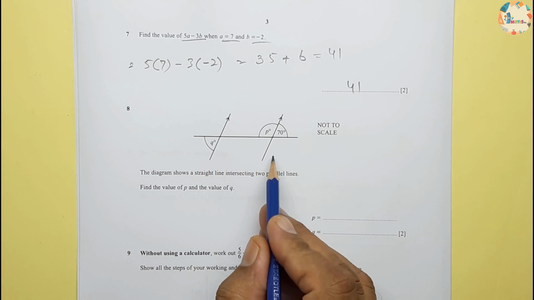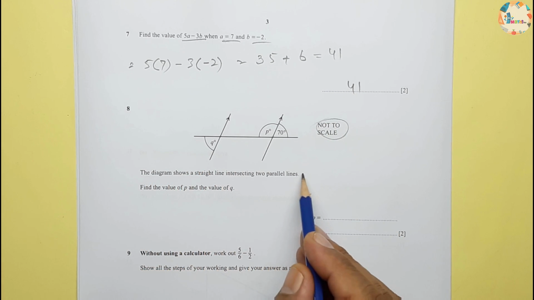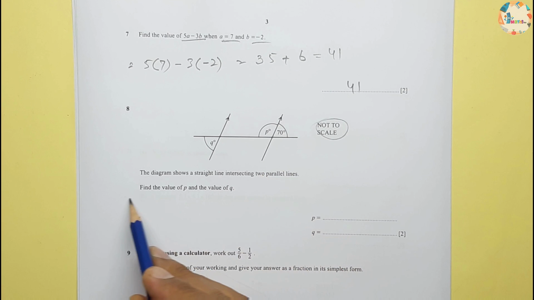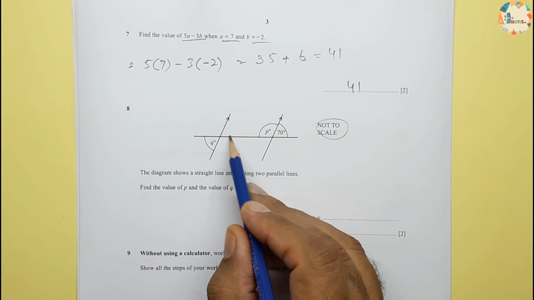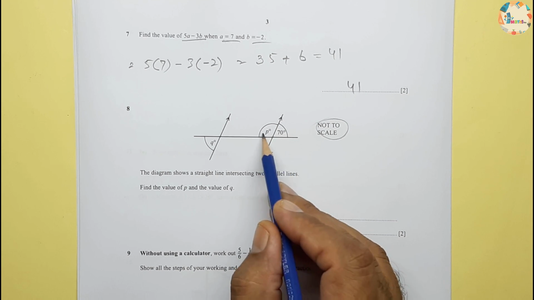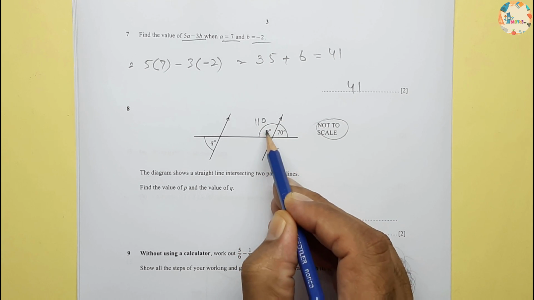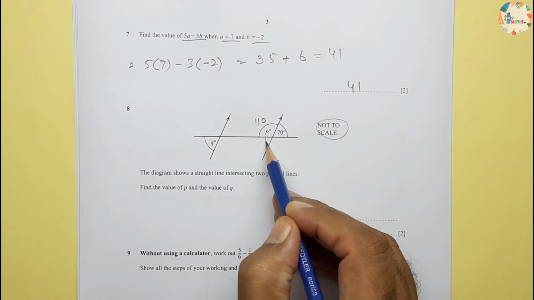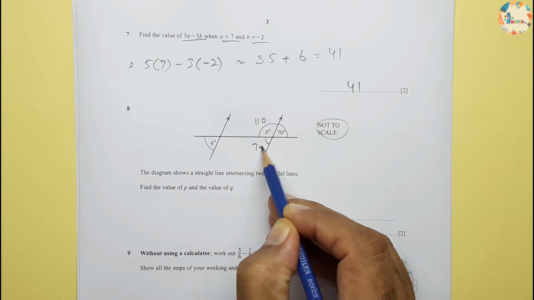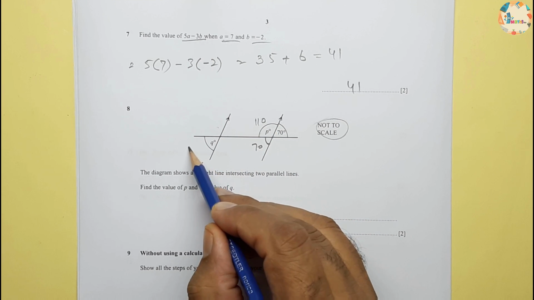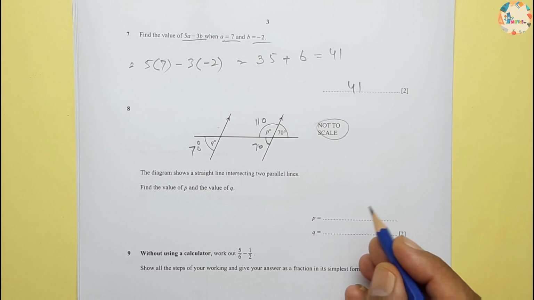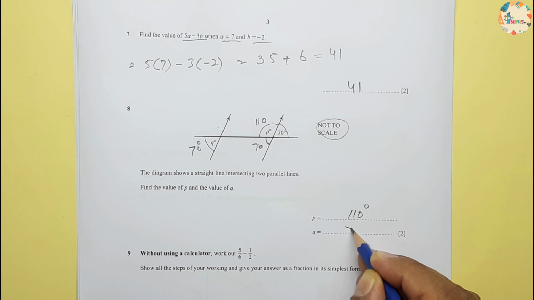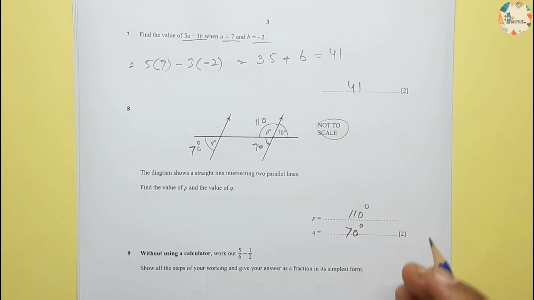Question number 8, this diagram is given, which is not to scale. The diagram shows a straight line intersecting two parallel lines, so this is parallel to this one, and find the value of P and Q. We know this is a straight line, so these two angles are adding up to 180. This is 70, this will be 110, so this is 110, and this means this angle will be 70. If this angle is 70, these two lines are parallel, so this will also be equal to 70. These two angles will be equal. So P will be equal to 110 degrees and Q will be equal to 70 degrees. This will be our answer.